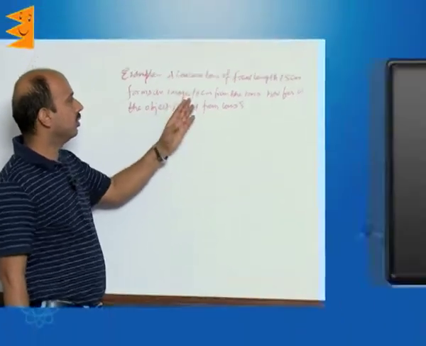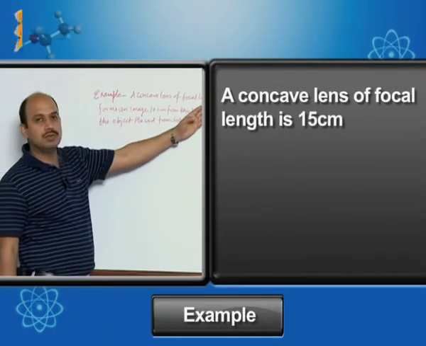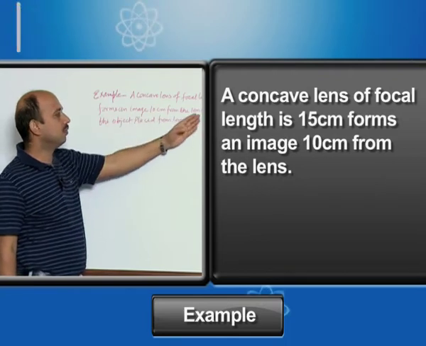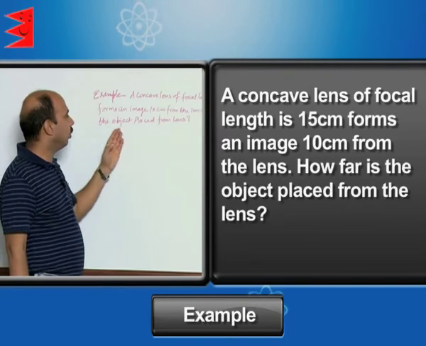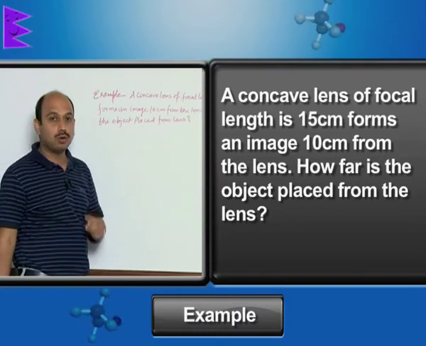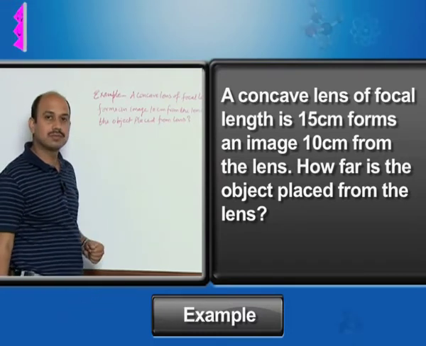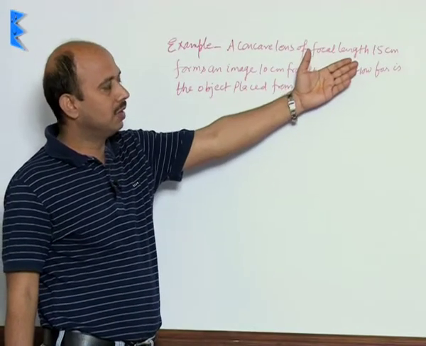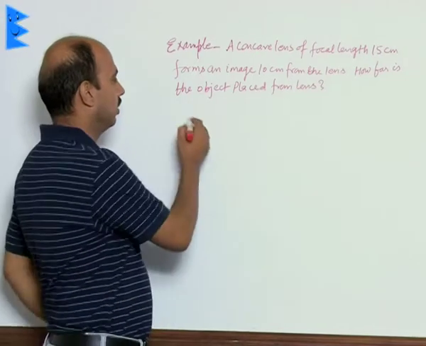See another question. A concave lens of focal length 15 centimeter forms an image 10 centimeter from the lens. How far is the object placed from the lens? Here you have to calculate object distance. Can you do this? Try. Otherwise, I am going to take this example again and solve it completely.